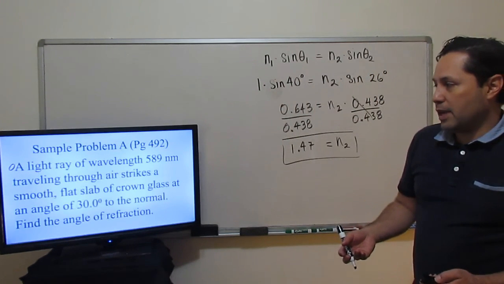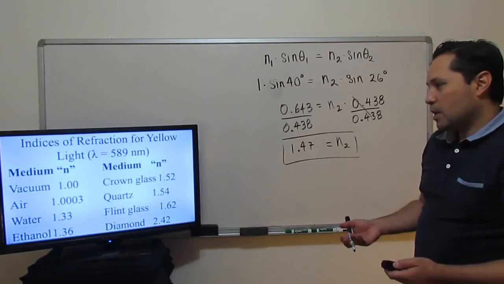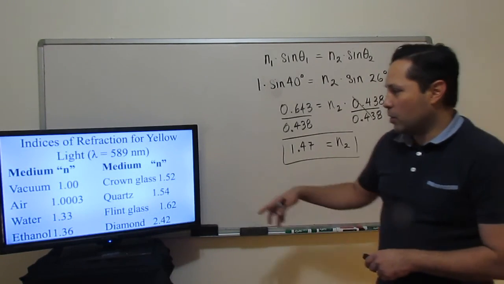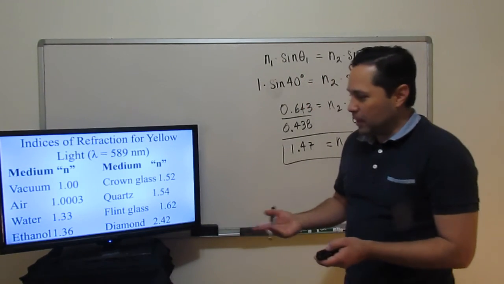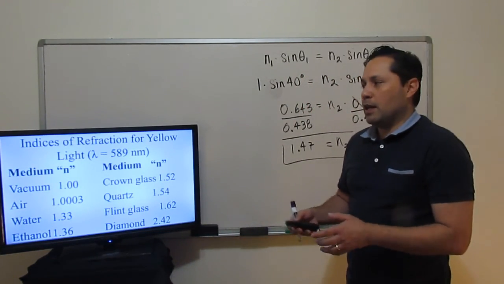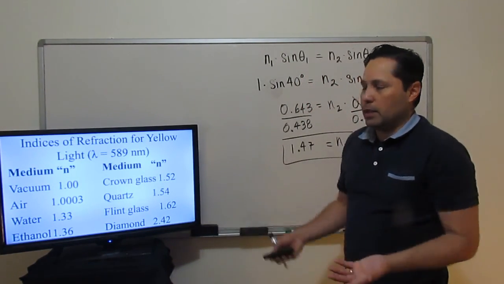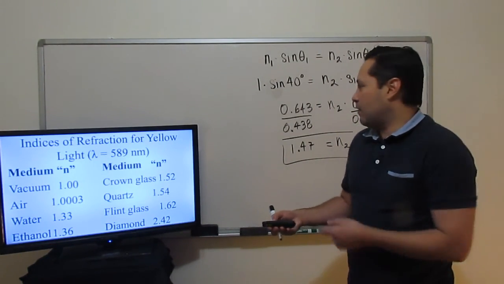Let's see if it's on the table this time. Now it's another material that's not on the table, though I know it's somewhere between ethanol and crown glass, but there's many, this is just a few elements that are listed. There's many different mediums that have an index of refraction.